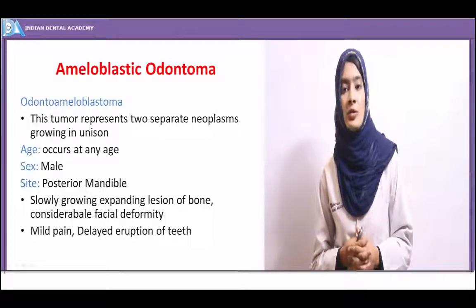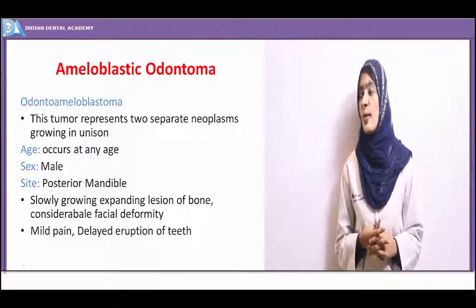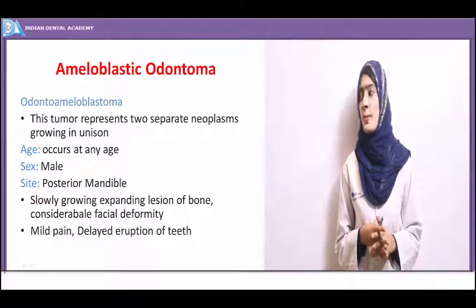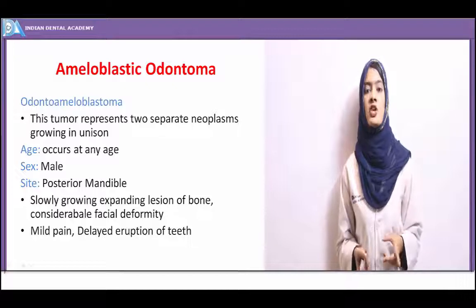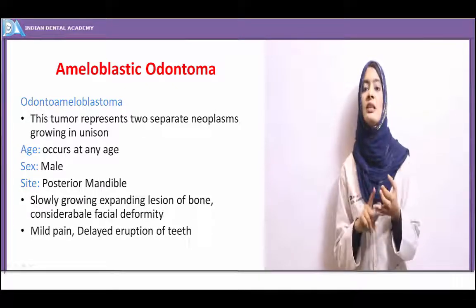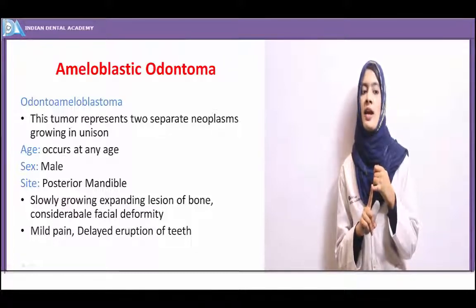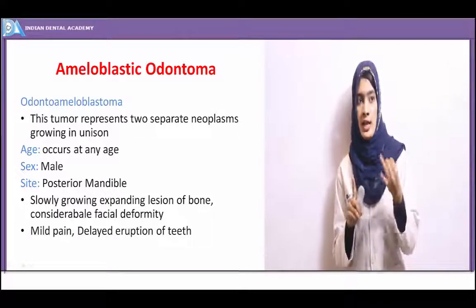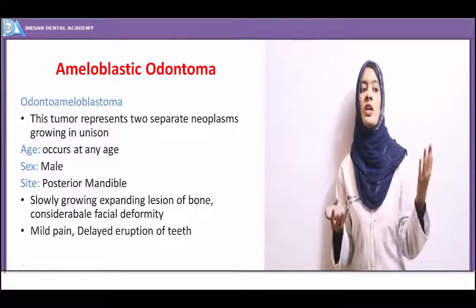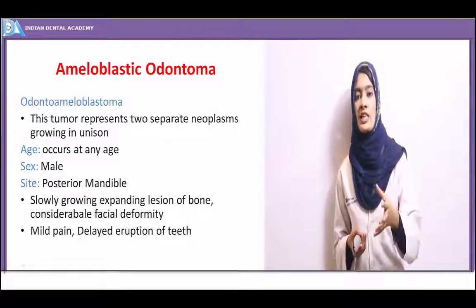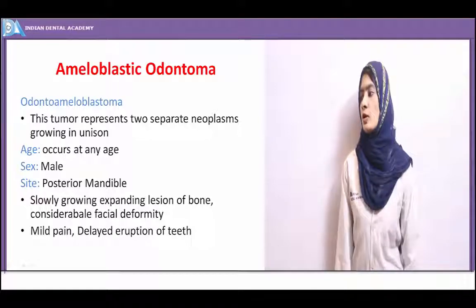Ameloblastic odontoma, as the name itself suggests, is also known as odontoameloblastoma. It actually represents two separate neoplasms growing in unison. That is, it has a mixture of ameloblastoma and odontoma. We have seen ameloblastoma. It is a benign odontogenic neoplasm arising from epithelium or the cell rests of lamina. Whereas the odontoma is just a hamartomatous proliferation resembling deposition of calcified tissue resembling the enamel and dentin. So a combination of both these is the odontoameloblastoma.